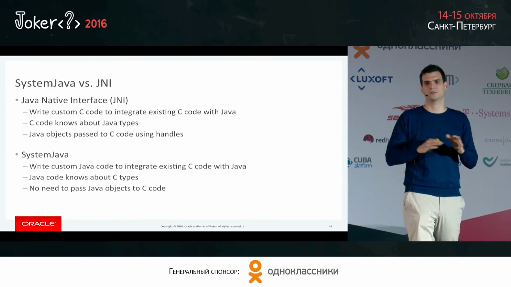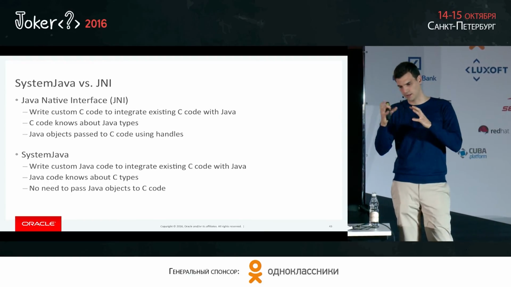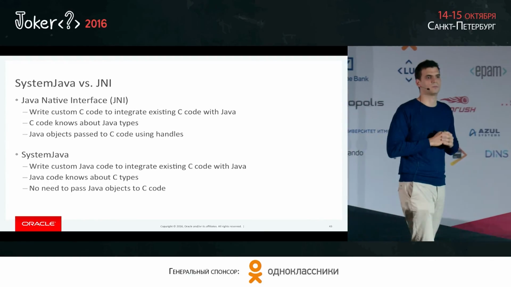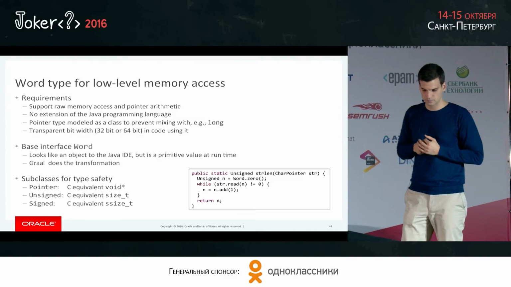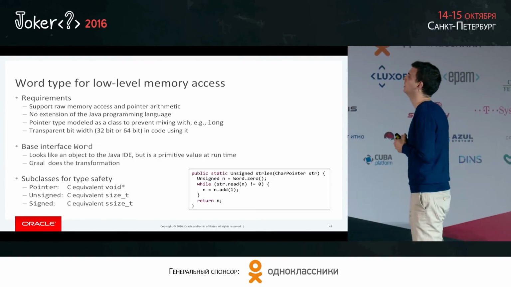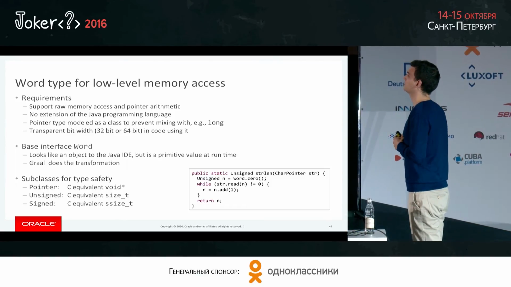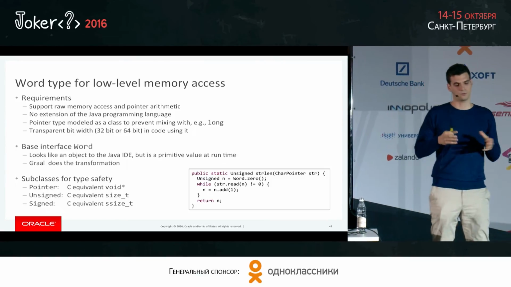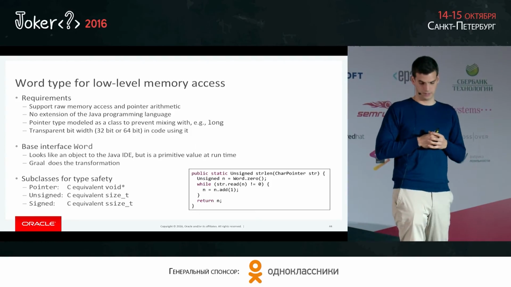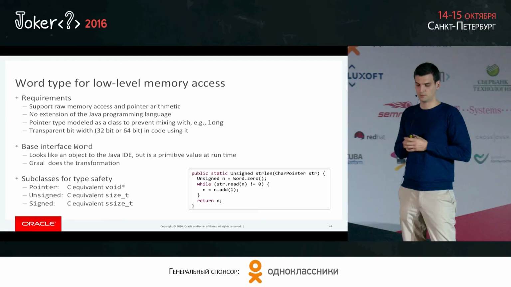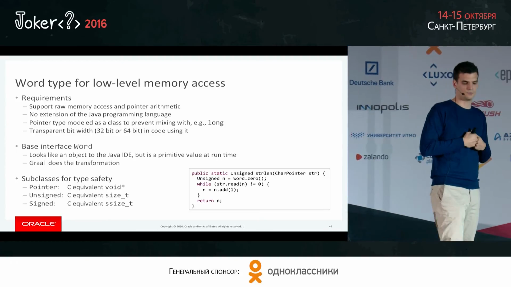So there is no passing objects to C and then having to handle them in C. C stays C: you pass structs to C, you pass pointers to C, and that's it. All you need for this is essentially a word type for low-level memory access. We support accessing it through Word, because it can be 32-bit or 64-bit, and then you have the base interface Word, and its subclasses, which are Pointer, Unsigned, and Signed for type safety.